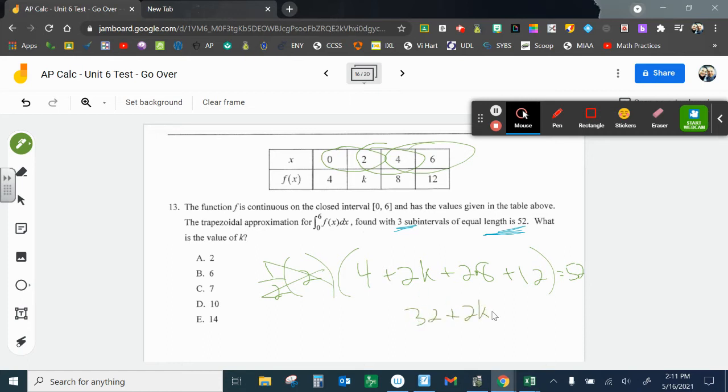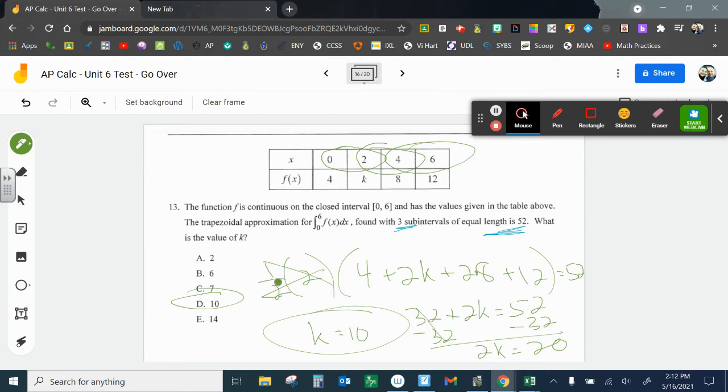32 plus 2k equals 52. Subtract 32 from each side. We get 2k equals 20. K equals 10. That's one of our choices. The answer is D.